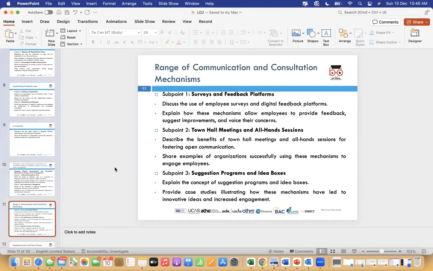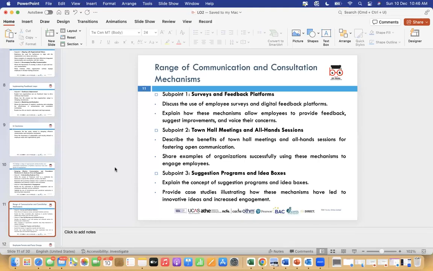Then again, we've gone through this, so I'm just going to skim through it quicker this time. They have surveys and feedback platforms. Obviously, we can take employee surveys digitally, we can have a Google form that goes around, or we can actually have interviews with associates talking about some suggestions that they have on board. And that'll make them feel that they've been heard, essentially.